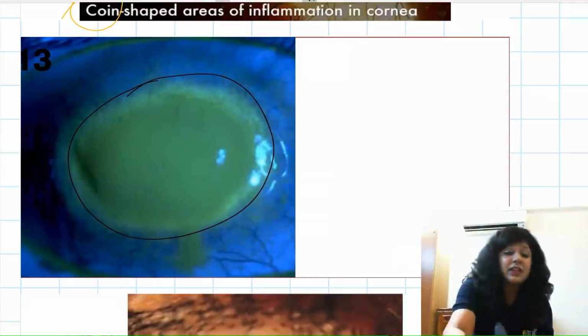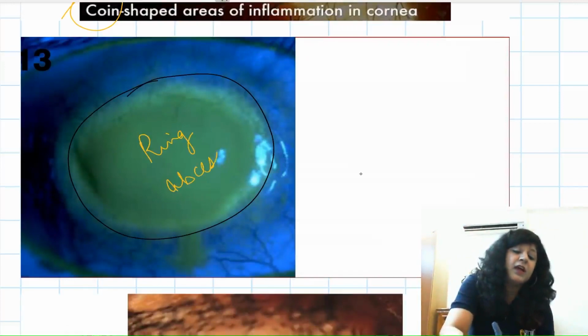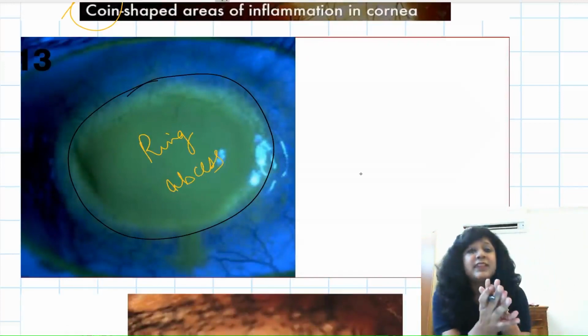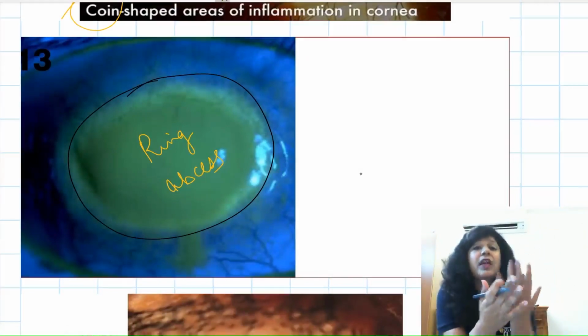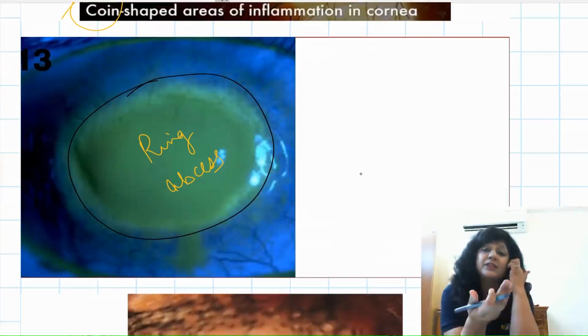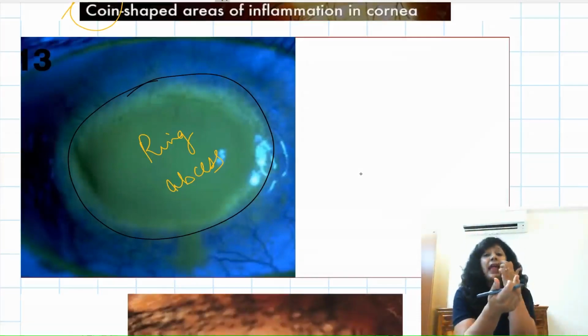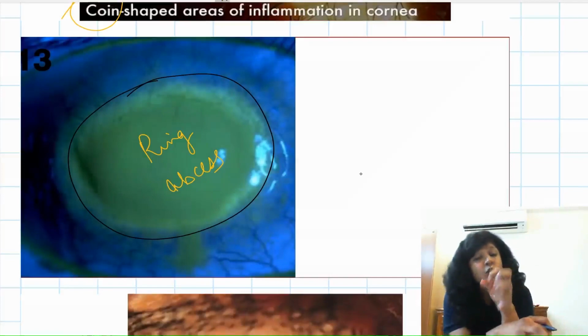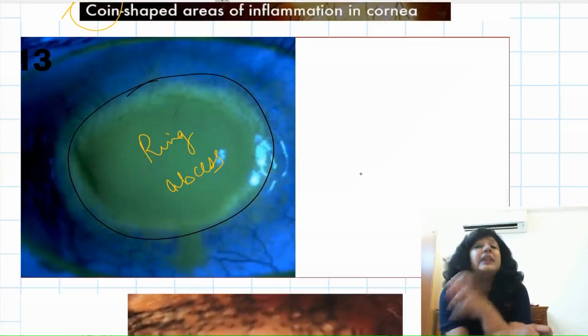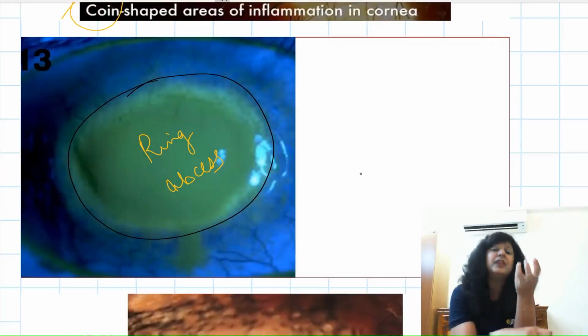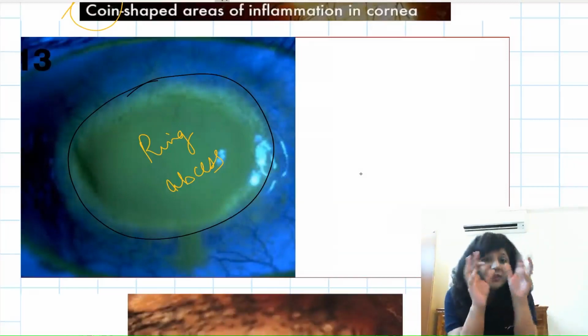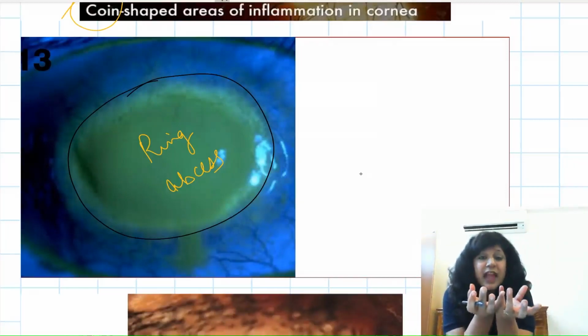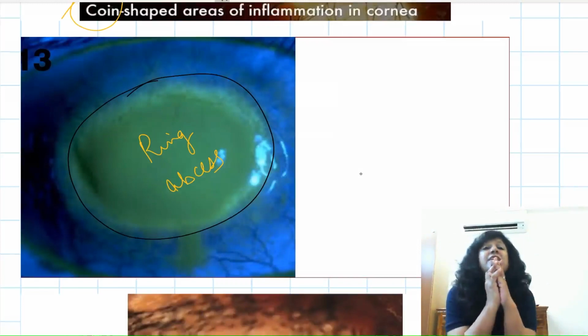This is the ring abscess that you get in cases of acanthamoeba. I have stained this, so the whole of the cornea has become green. That means ulcer is present all over the cornea, and because it is actually causing keratoneuritis, the inflammatory deposits are involving the radial divisions of the corneal nerve. That is why it is very, very painful.